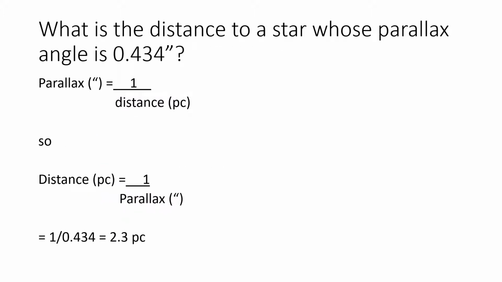So what is the distance to a star whose parallax angle is 0.434 seconds of arc? Well, the formula is given. Parallax in seconds of arc is 1 over distance in parsecs. Notice that we are given the parallax angle in the correct unit, so the distance is going to come out in parsecs. So from the previous slide, we can just write that distance in parsecs is equal to 1 divided by the parallax in seconds of arc. So 1 divided by 0.434 equals 2.3 parsecs.